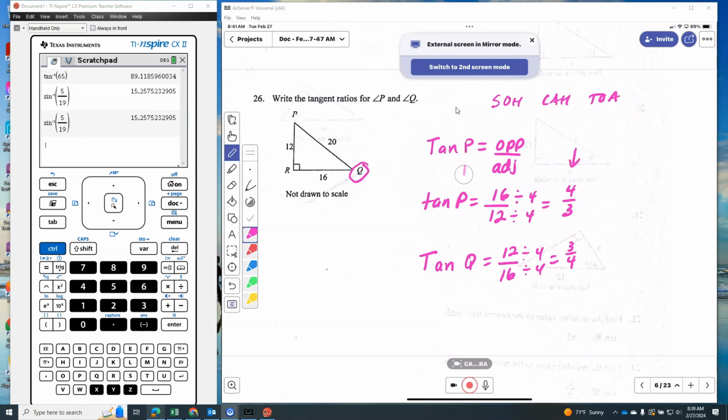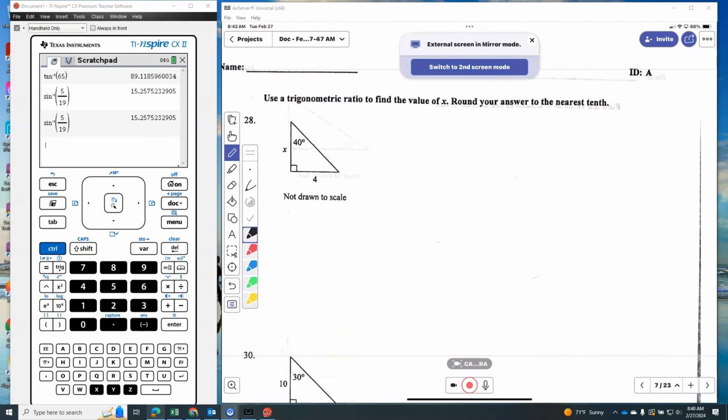And P and Q are the angles, so you know what's going on. And this is the mnemonic statement that I told you to memorize, but you do have a foldable describing it. Now we have to use the trig ratios to find the missing link. So we have SOH CAH TOA.